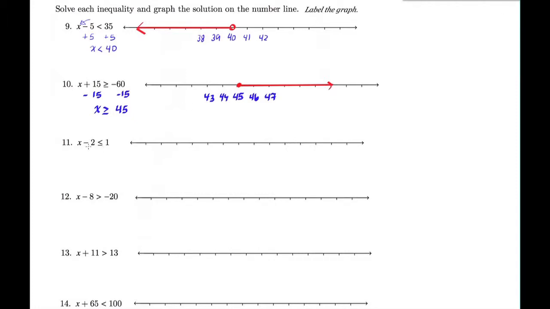Next one, x minus 2 is less than or equal to 1. So I need to undo subtract 2 by adding 2 to both sides, and I get x is less than or equal to 3. So I need a closed point at 3 and all values less than that, so that's to the left.